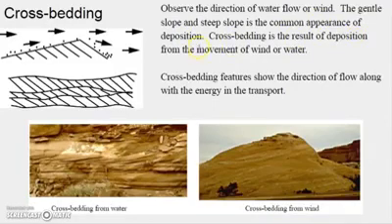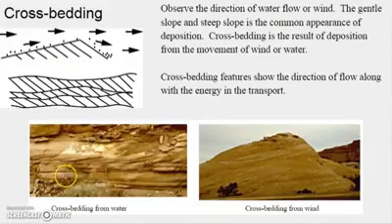Crossbedding is a result of deposition from the movement of wind or water. Crossbedding features show the direction of flow along with the energy in the transport. So if I use this kind of picture to make sense of it, we could say here that the wind is going to be traveling, in this case, from left to right. The differences are going to be the amount of wind. So the angles at which the wind can travel or transport particles are going to vary in terms of the slope.